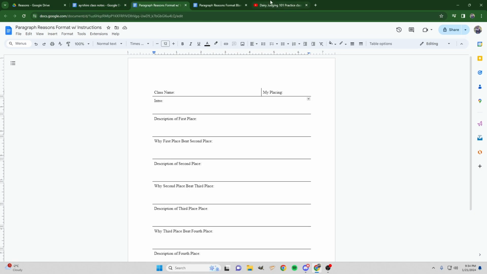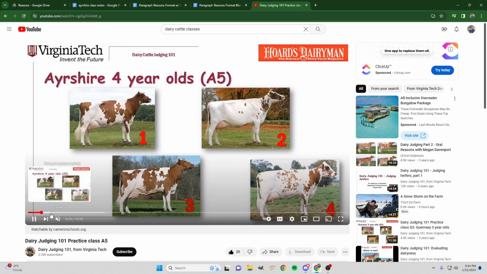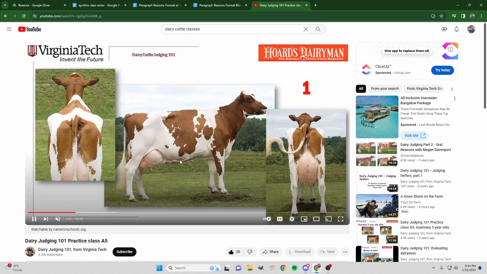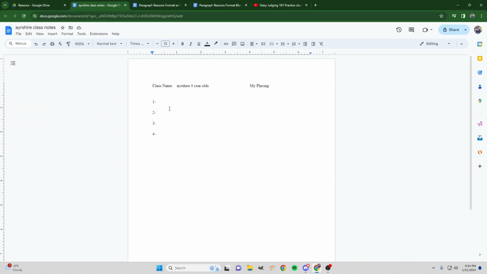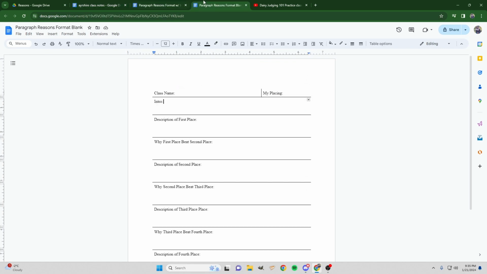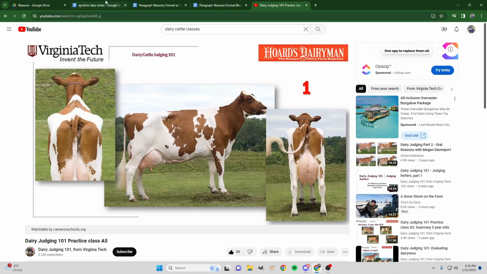Alright, let's start looking at this class here. Let's skip to number 1. We can see we've got a pretty decent cow here. She looks to be wide in her hooks and pins, or at least wide enough for the breed. And that was cow number 1. So wide in hooks and pins. This is just a general census for us to go by on what our placing is.